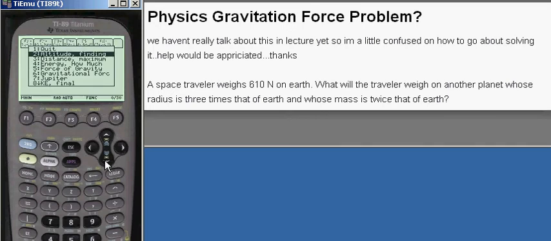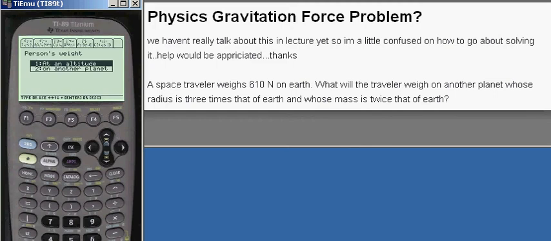And we're going to scroll down here now to a person's weight, because that's what they're asking for, and there's a couple of them. In other words, one, what's the weight of a person at a certain altitude, and then what's the weight of a person on another planet. So we're going to choose number 2 here. You can scroll down or actually press the number 2 on your keypad.